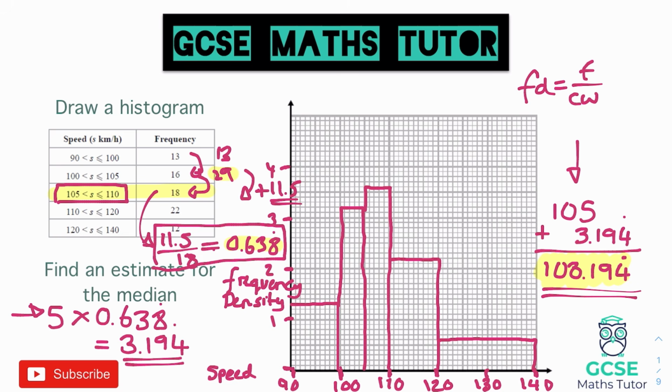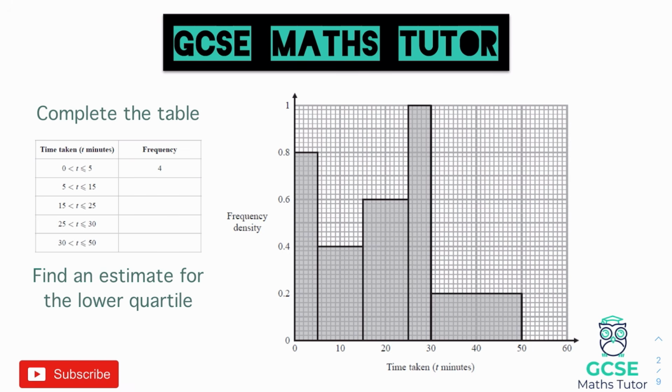So there we go. Right. Quite a lot to go through for estimating the median from a histogram. Certainly not an easy question, but hopefully that there gave you a method for how to go about working this out. Okay, let's have a look at another question. Okay, so this question says find an estimate for the lower quartile.